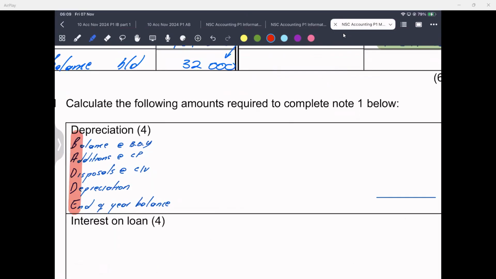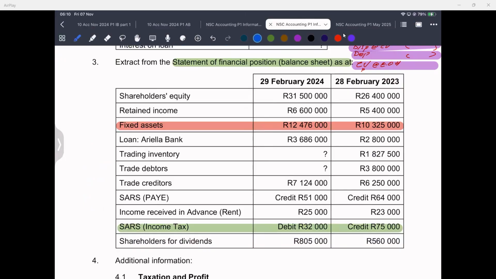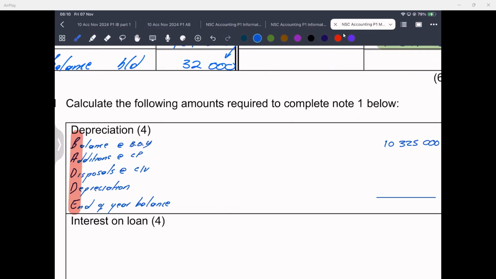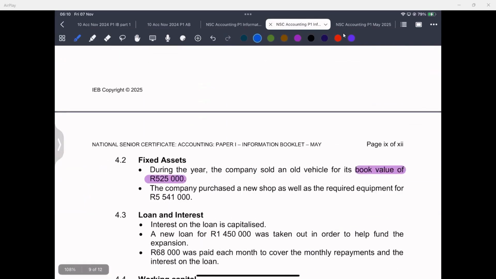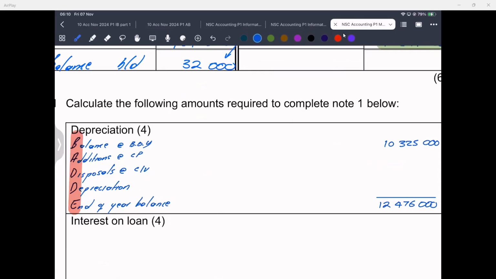At the beginning of the year, it is 10,325,000. Additions at cost. Let me just write balance at the end of the year, which is 12,476,000. When it comes to additions at cost, it was given to us under this information. It will be 5,541,000.